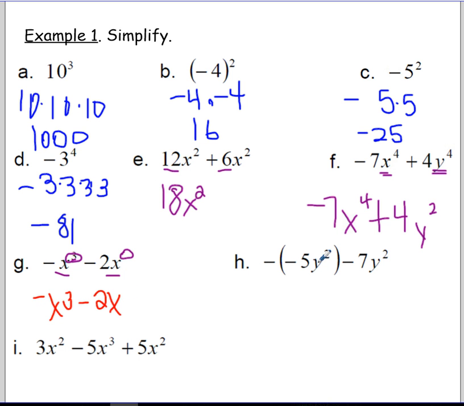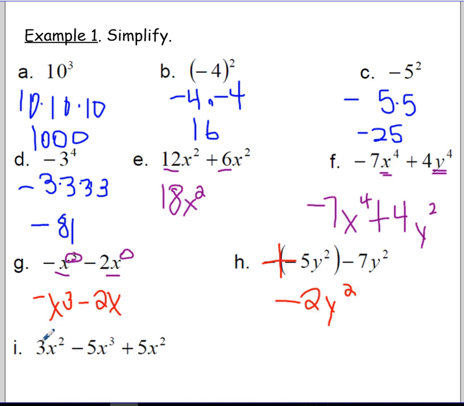H, we have y squared and y squared. Those match. But notice we have a minus a negative. The opposite of a negative is a positive. So let's just put a big plus sign in front of those two negatives. So we have 5y squared minus 7y squared to simplify that. And 5 minus 7 is negative 2. So we have negative 2y squared.